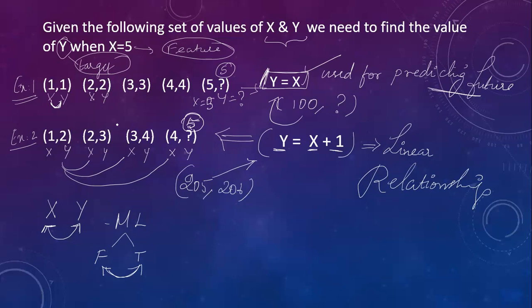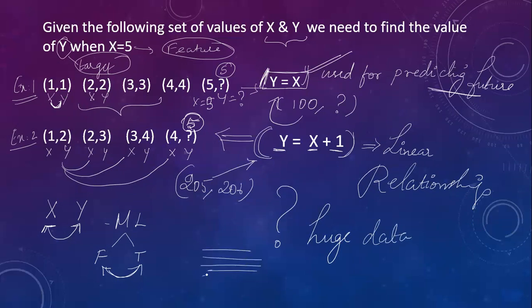So if you see in the first two examples, we can see the data and find a relationship like y is equal to x and y is equal to x plus 1. What will happen if you have a huge amount of data? Huge data in the sense, thousands of rows and n number of columns. So how can you find the relationship between a feature and a target? How is this possible? For this, we use the concept called regression.